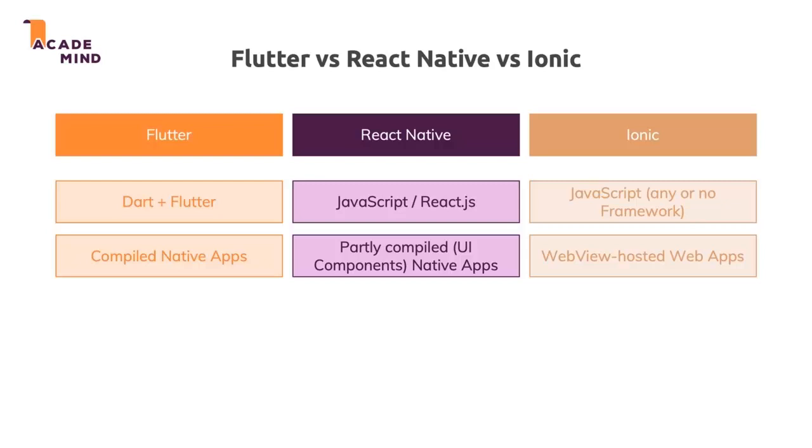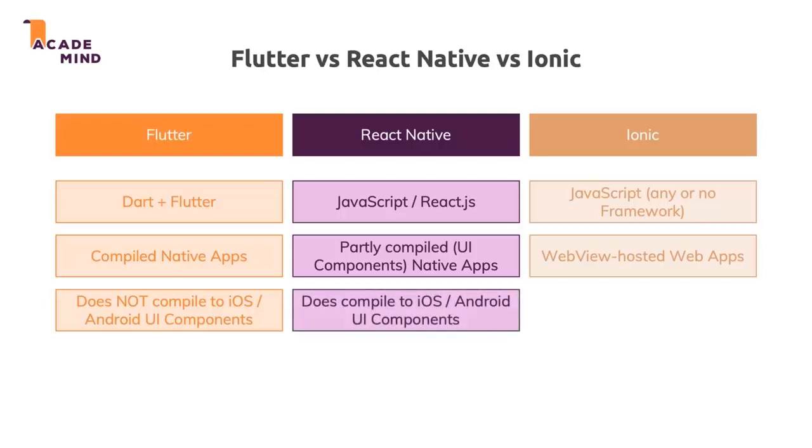Now, for Flutter, it's also important to understand that we don't compile to iOS or Android UI components, but that Flutter gives you an app that controls the entire screen and every pixel on it. For React Native, that's different. There you do compile to iOS and Android UI components. So the parts of the React Native app that are compiled is in the end the user interface, and there, for example, if you render a button, it is compiled to the native iOS button for iOS and to the native Android button for Android.